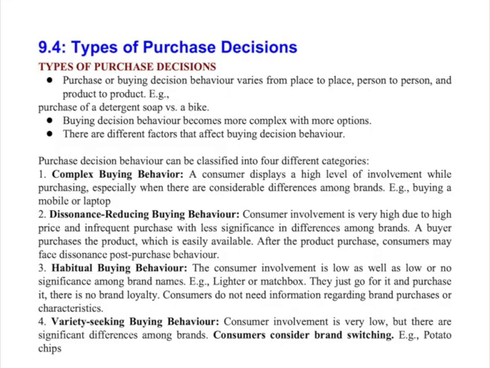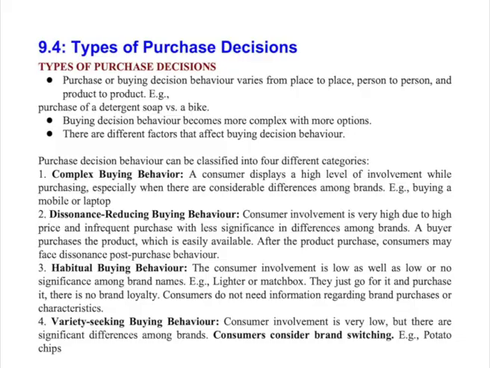So, types of purchase decisions. In types of purchase decisions, we are looking at, number one, complex buying behavior, where a number of factors need to be considered. We just talked about a smartphone or a laptop or a car, for example. The second is dissonance reducing buying behavior.